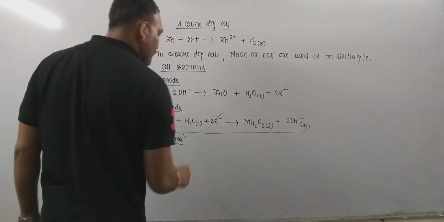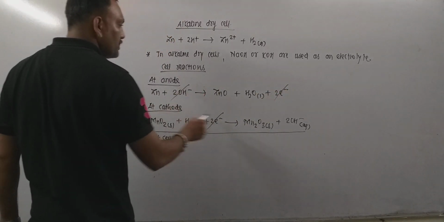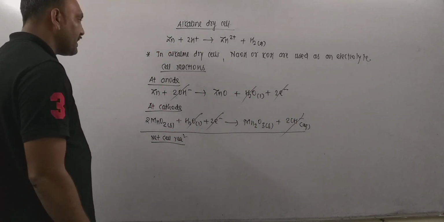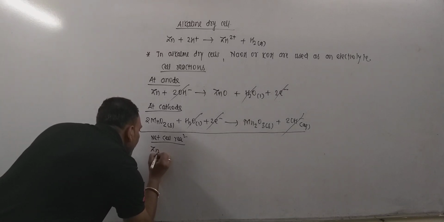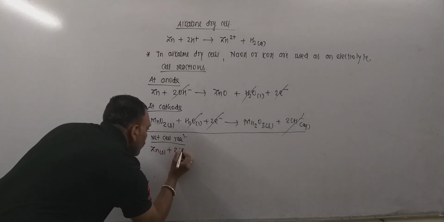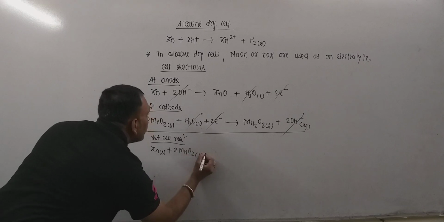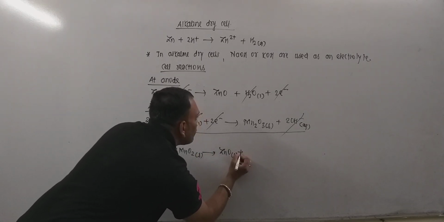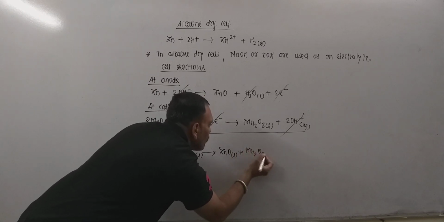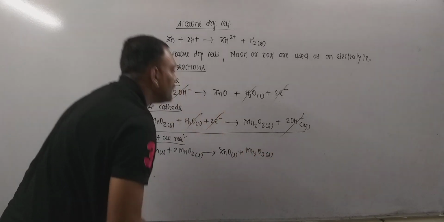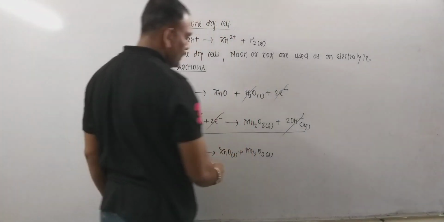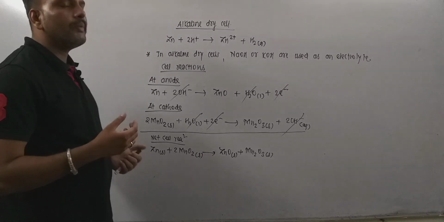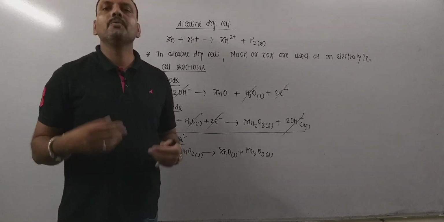The electrons get cancelled in the process, OH- also gets cancelled, and H2O liquid gets cancelled. So what remains? Zn solid + 2MnO2 solid gives ZnO solid + Mn2O3 solid. So this is the net redox reaction taking place inside the cell when we use the alkaline medium. Thank you very much.